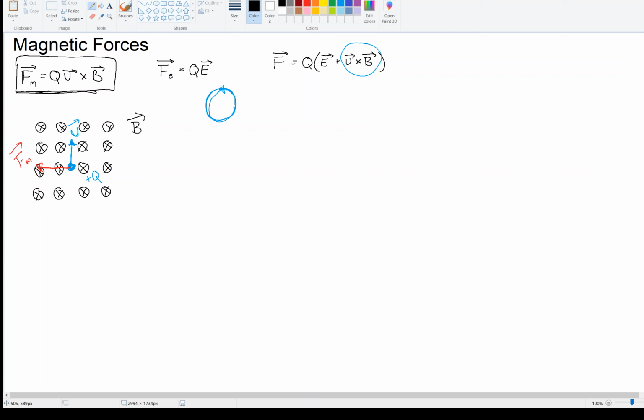Now, let's extend this idea to current carrying wires. Are there forces on a wire that is in a magnetic field? And what do you think allows us to make the jump from moving charges to current carrying wires? Well, remember that a current is a moving charge, or it is a bunch of moving charges. So suppose that we have a wire element, dl, so just a very small segment of a wire, and it has a charge dq and current I.